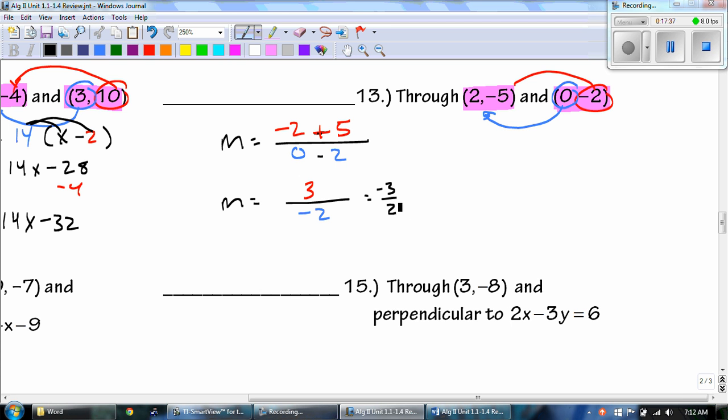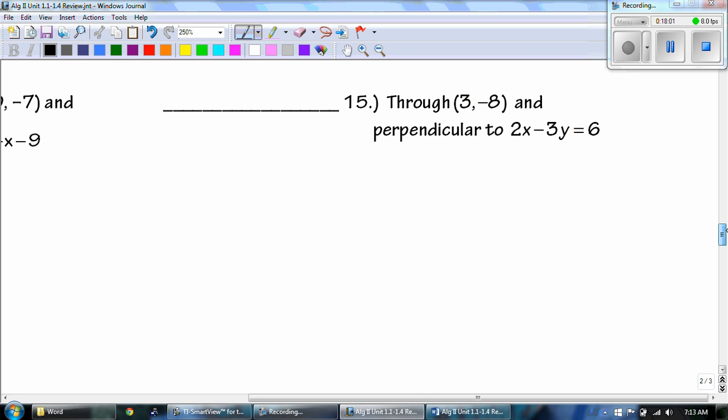Now I would go into point slope, but right here, this is my y-intercept. So I don't have to go into point slope because I can go straight into my equation. So I know that y equals -3/2x because -3/2 is my slope, and then -2 because that's my y-intercept. If you didn't recognize that, you would need to go into point slope.